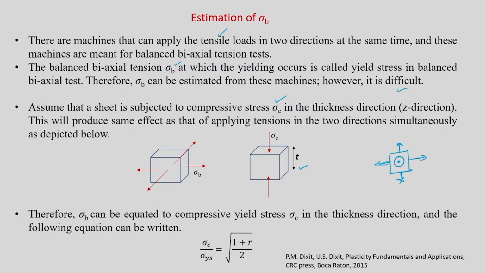So, then we have to see how accurate it is, but therefore sigma B can be equated to sigma C, but sigma C is in the thickness direction. Okay, you have to compress the sheet in the thickness direction, that is all. And we can say that this previous equation, no?